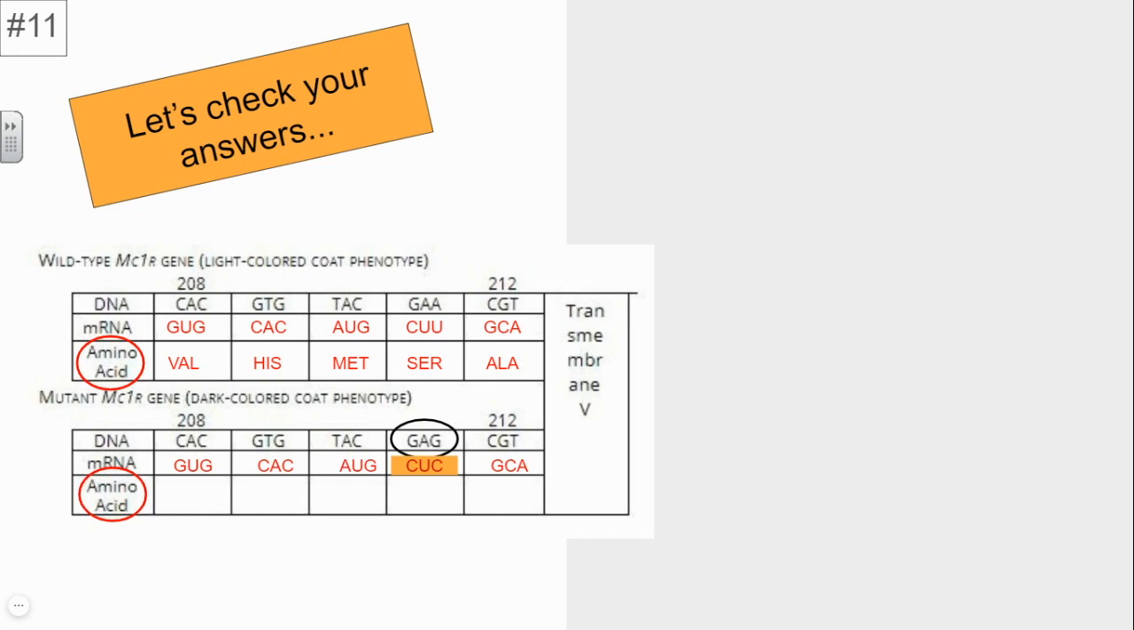Remember, when we're finding the amino acid sequence in our mutant gene, we will only have one difference where we have the mutation. So we can fill in all of the rest of the amino acids based on the work we did above. Going back to our codon wheel, we can find that CUC specifies serine. Notice that the amino acid above is also serine. So although we had a mutation in the DNA, it's resulted in the same amino acid sequence. We call this a silent mutation.